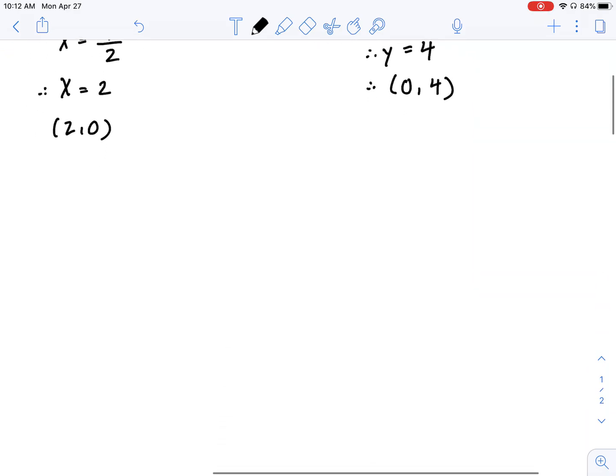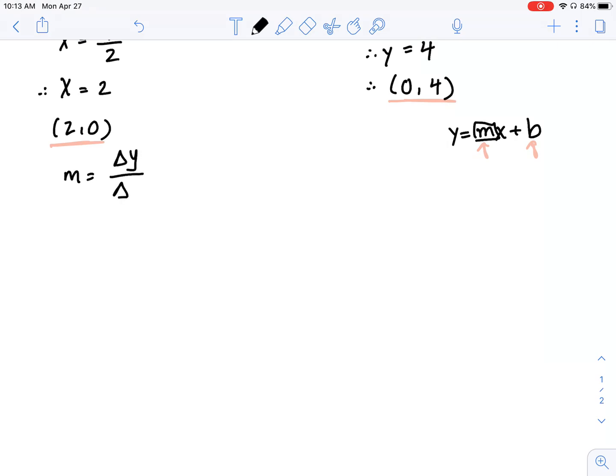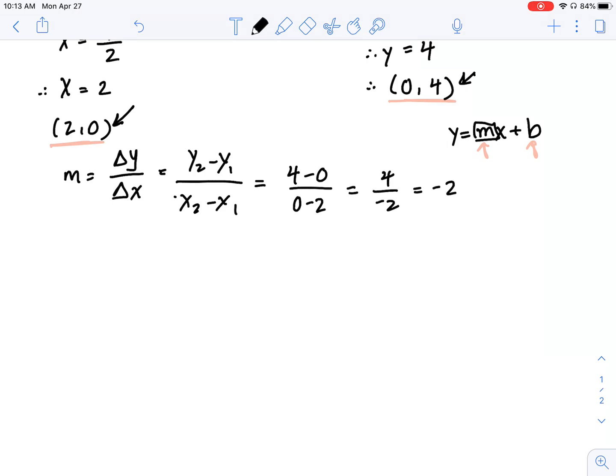Now that we have our 2 points here, we can start solving for the equation of our line. We know from y-intercept form y = mx + b, where m is the slope and b is the y-intercept. Let's find the slope value of this equation. We know that slope is rise over run, which is a difference in y's, y2 - y1, over x2 - x1, difference in x. Let's use this point here as our y2 and x2, and this point as our y1 and x1. 4 - 0 over 0 - 2 simplifies to 4 over -2, which is -2.